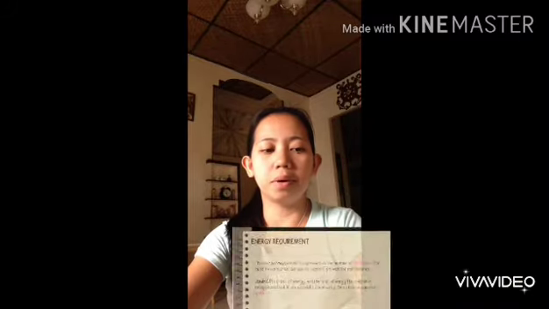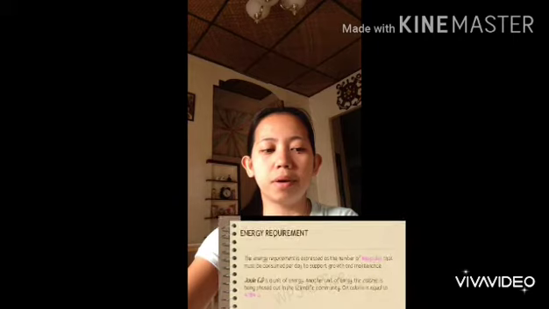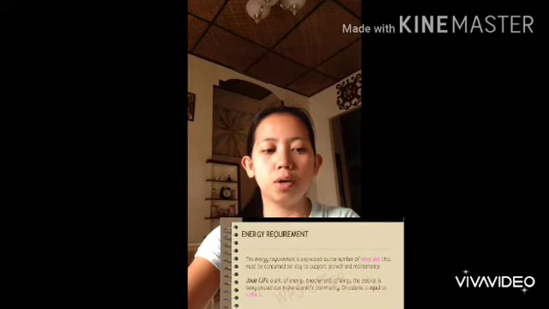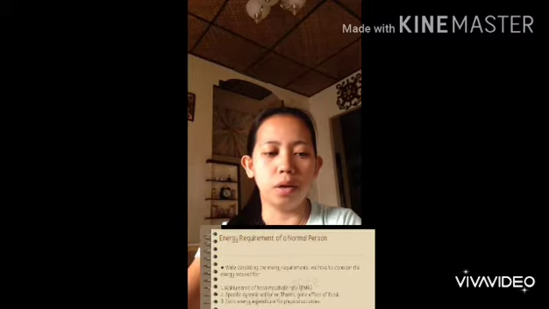My topic assigned is about unit of energy. Energy requirements. The energy requirement is expressed as the number of kilojoules that must be consumed per day to support growth and maintenance. Joule is a unit of energy. Another unit of energy, the calorie, is being used in the scientific community. 1 calorie is equal to 4.184 joules.